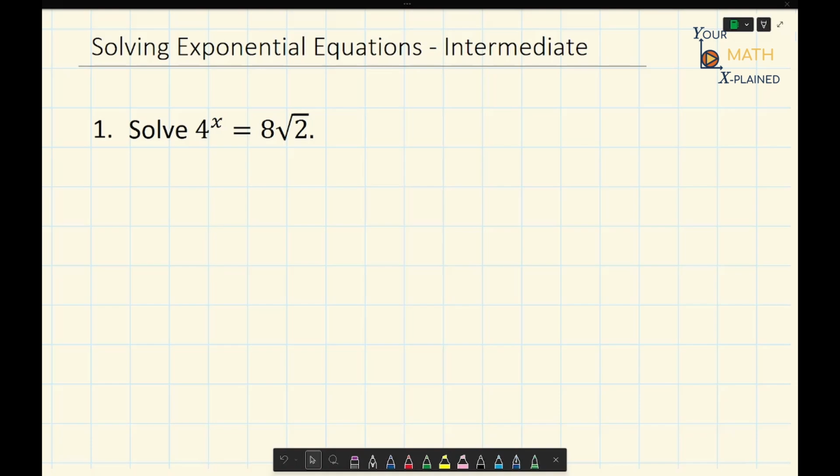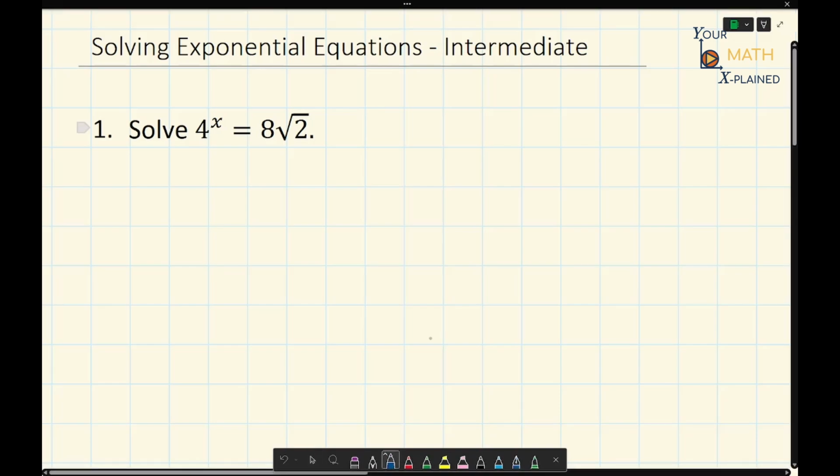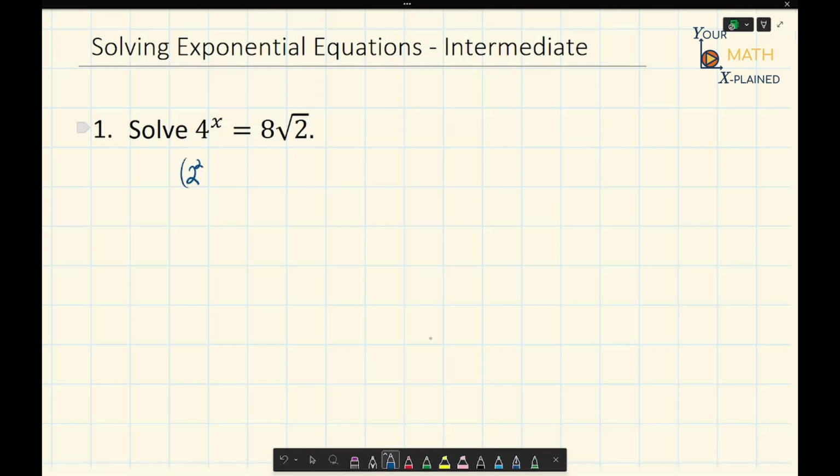Our first problem, we're asked to solve 4 to the power of x is equal to 8 root 2. So we're going to do what we did in the previous video, which is to rewrite everything in the same base. So on the left-hand side, 4 can be rewritten as 2 to the power of 2. So we're going to write this as 2 to the power of 2 to the power of x. 8 can be written as 2 to the power of 3. And then root 2 is just 2 to the power of 1/2.